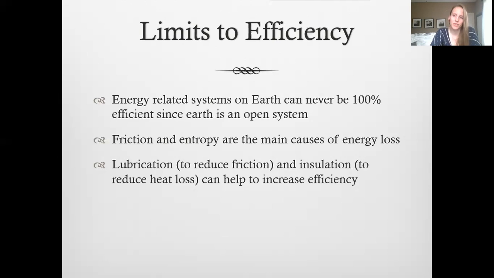So with the case of friction or air resistance, you're having energy both converted into heat, which is why when you rub two things together, they get warm, and also energy just being passed on to the other object. And then entropy, the fact that disorder happens naturally, which includes the diffusion of heat. You can use lubrication to reduce friction and insulation to reduce heat loss to try and increase efficiency.